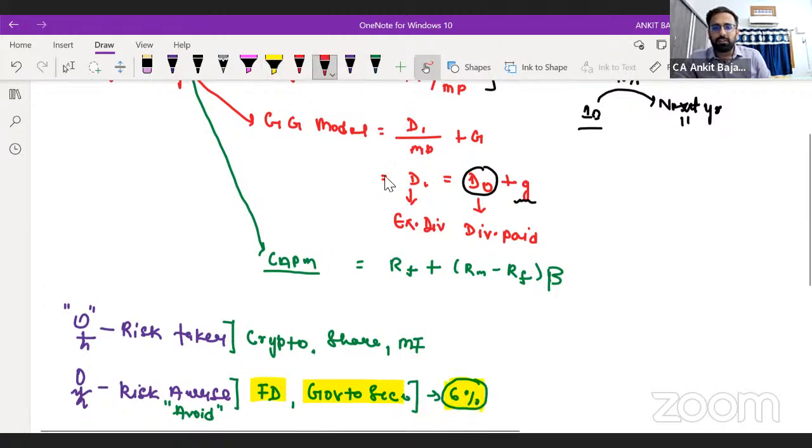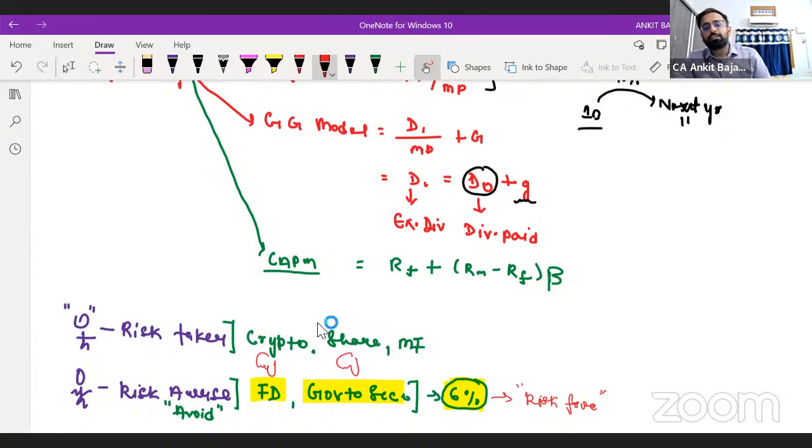Now, generally the name given to this return is risk-free return. Why is it known as risk-free return? Because here there is zero risk. Why is there zero risk? Because you are making an investment into government securities, or you are depositing money into a bank. So obviously you will be getting the 6% return, and there is a 0% risk of default. So this is your risk-free return.